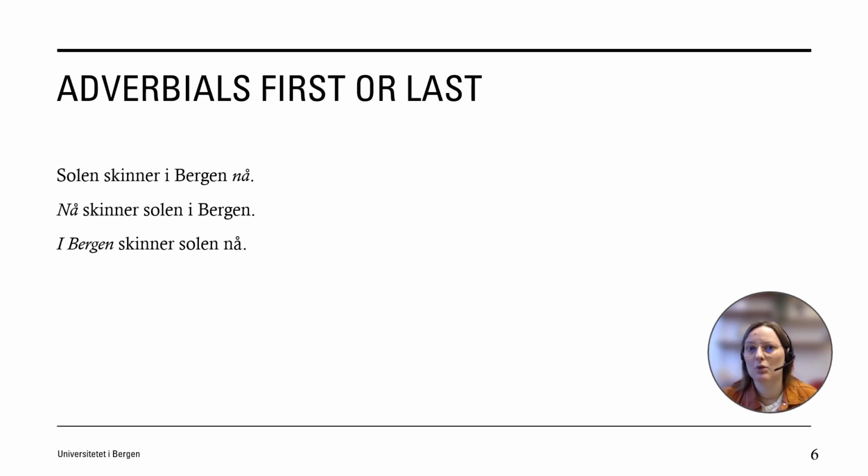Adverbials say when, where, how, or why someone does something. They are either first or last in the sentence. Solen skinner i Bergen nå, or nå skinner solen i Bergen. We can also start with the place adverbial. I Bergen skinner solen nå. But we can only have one adverbial first in a sentence, because the verb has to be the second element.